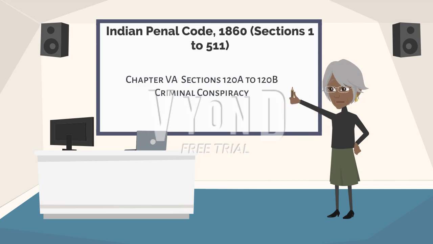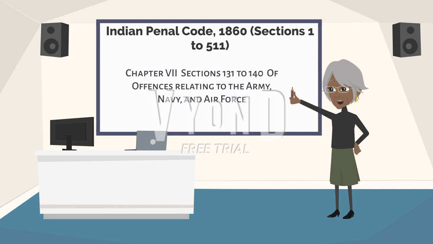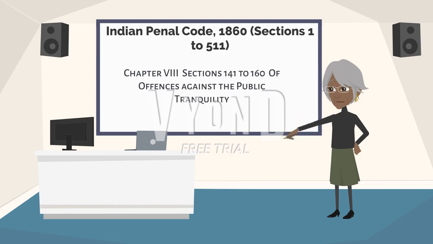Chapter 5A, Sections 120A to 120B: Criminal Conspiracy. Chapter 6, Sections 121 to 130: Of Offences against the State. Chapter 7, Sections 131 to 140: Of Offences relating to the Army, Navy, and Air Force. Chapter 8, Sections 141 to 160: Of Offences against the Public Tranquility.